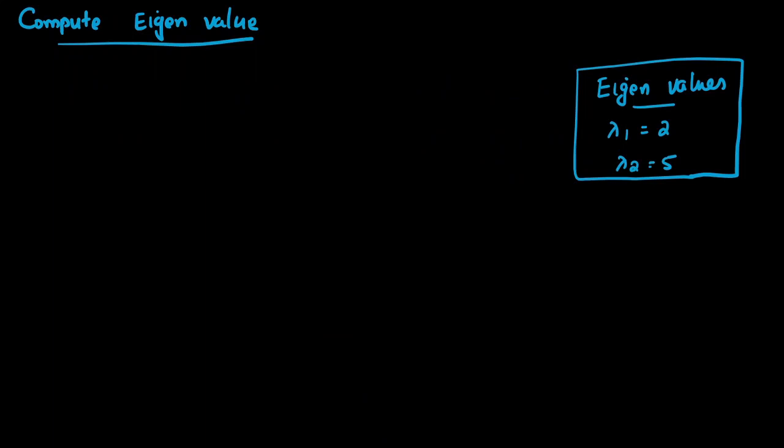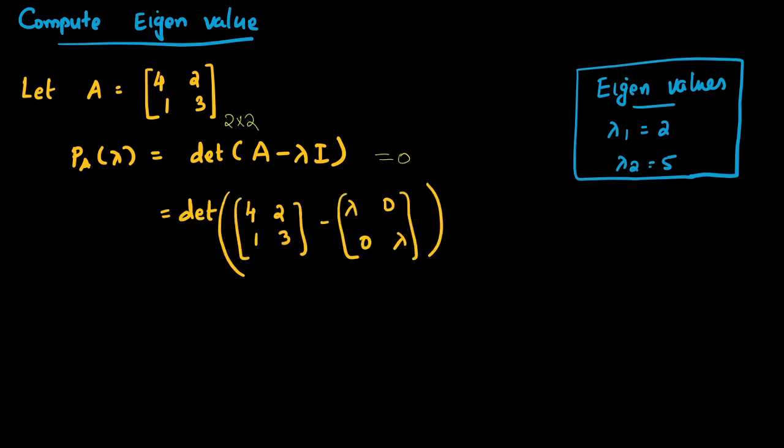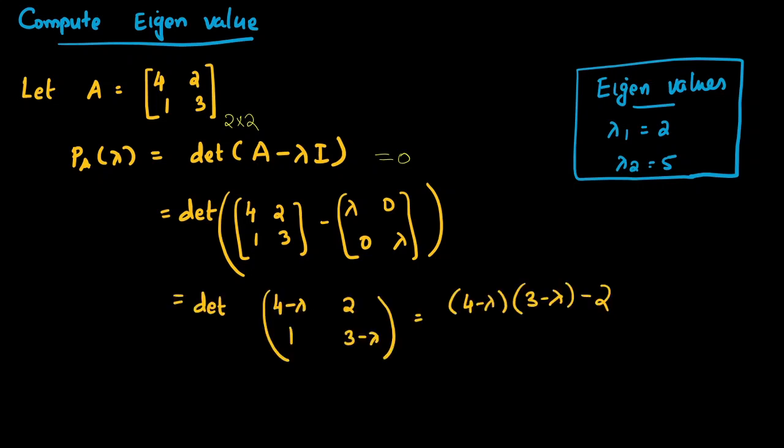Okay, so for example, we take the eigenvalues for this transformation matrix A, 4, 2, 1, 3. Then its characteristic polynomial is written like this: P of lambda is equal to the determinant of A minus lambda I, which we set to 0. A is the 2 by 2 matrix given here, lambda we have to find out, and I is the identity matrix. So we write it like this: 4, 2, 1, 3 minus lambda 0, 0 lambda, and take the determinant of the subtracted result. Finally it is like this and it is equal to 0.